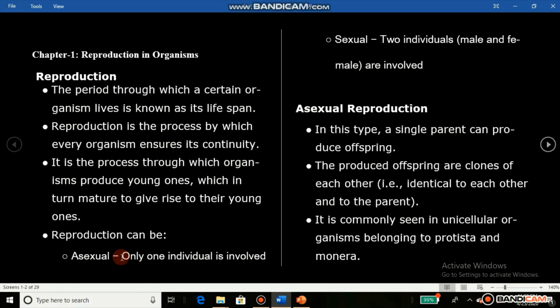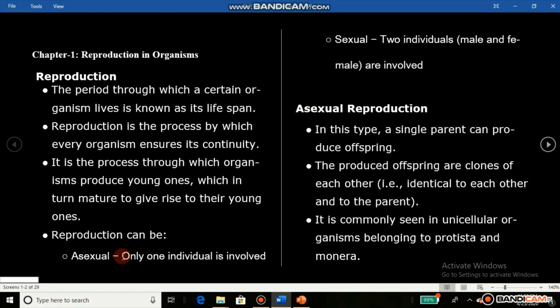So see, asexual mode of reproduction occurs in primitive types of organisms, such as unicellular organisms, or multicellular also, but primitive kinds of organisms. I'll tell you some examples. Asexual reproduction happens in some bacteria, fungi, protozoans, some kinds of plants also, some kinds of animals also.